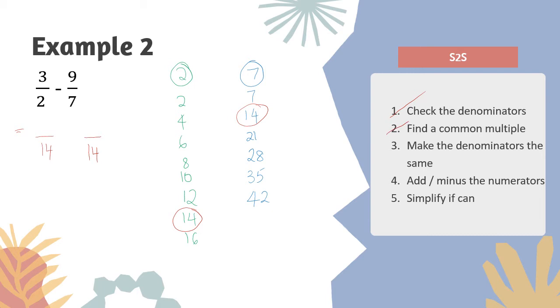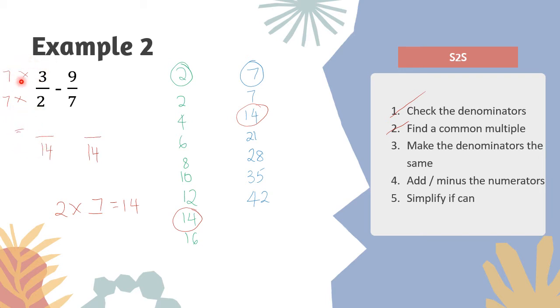Step 3, make the denominators the same. How do we make the denominators the same? Again, do this slowly. So take 2. What is 2 times something gives you 14? 7, which means that you need to multiply the denominator with 7 in order for you to get 14. So whatever you do to the bottom, you have to do to the top. So if you multiply 7 times 2 at the bottom, then at the top, you have to multiply the number with 7 as well. So the bottom number is done because 7 times 2 gives us 14.